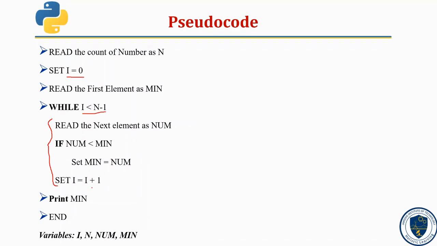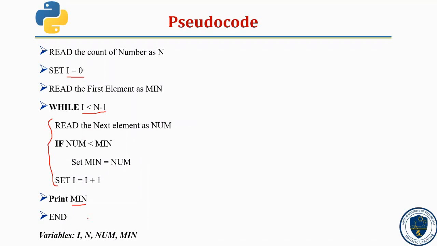So starting from 0, it will keep on incrementing for the condition. If the condition I have mentioned is I less than n minus 1, then it starts from 0 less than 5, then 1 less than 5, 2 less than 5, and it keeps on going till 4 less than 5, which means it will execute 5 times. Finally, the minimum element will get printed and we can end the pseudocode.